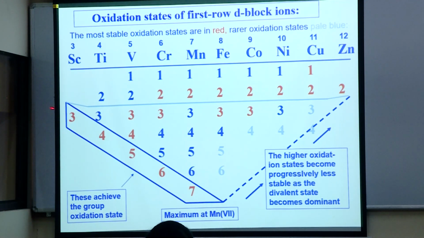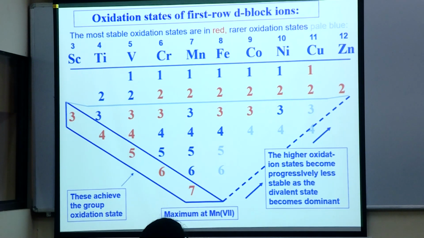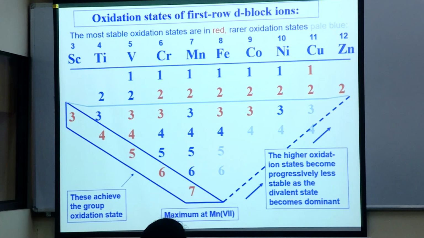You can see here that some of them do have a higher oxidation state: 3, 4, 5, 6, 7. Manganese is the example here, +7, whereas chromium can go to +6, vanadium can go to +5, titanium can go to +4, and scandium. Some of them do follow the oxidation state corresponding to the group number. But going to this side, higher oxidation states are not possible.